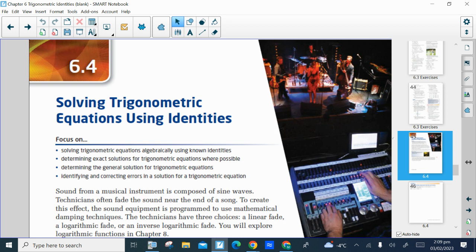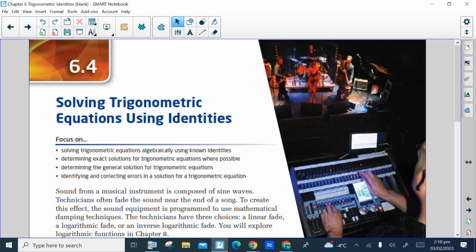Okay, so we're going to look at solving trig equations algebraically using known identities, determine exact solutions for trig equations where possible. We'll do some general solutions for trig equations, and then also identifying and correcting errors in a solution for a trig equation.